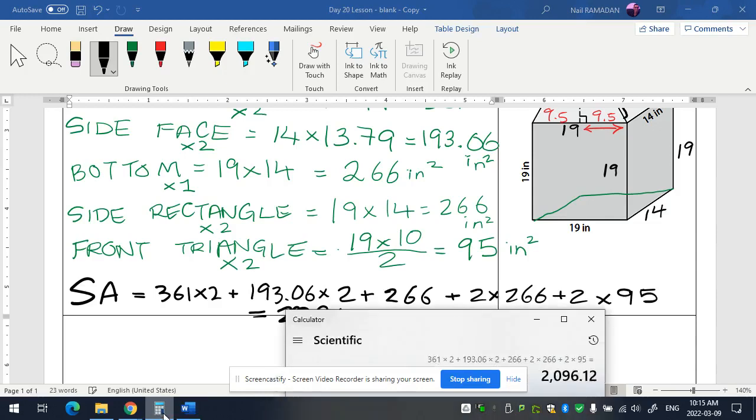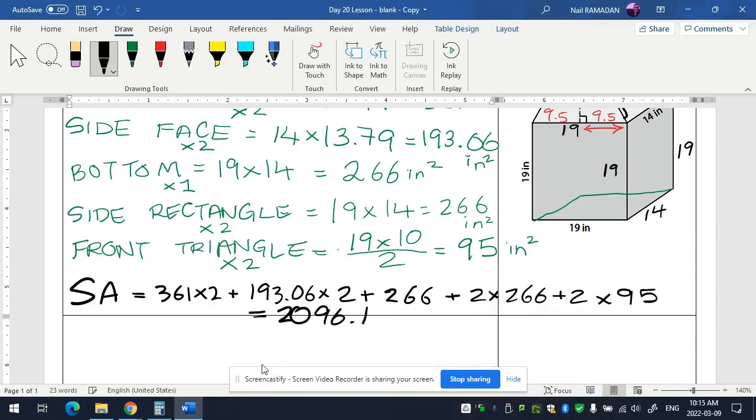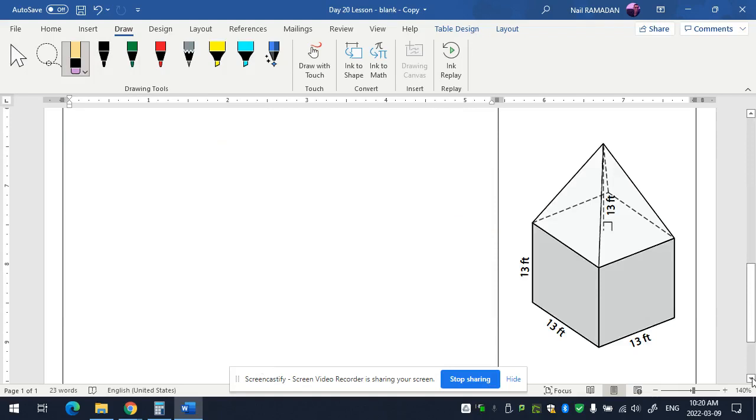96.15 or 12? Oh, 12. In what unit? Of course, because it's still a surface area. There we go. What shape do we have at the bottom? Sorry, what shape do we have at the top? What full three-dimensional shape do we have at the top?